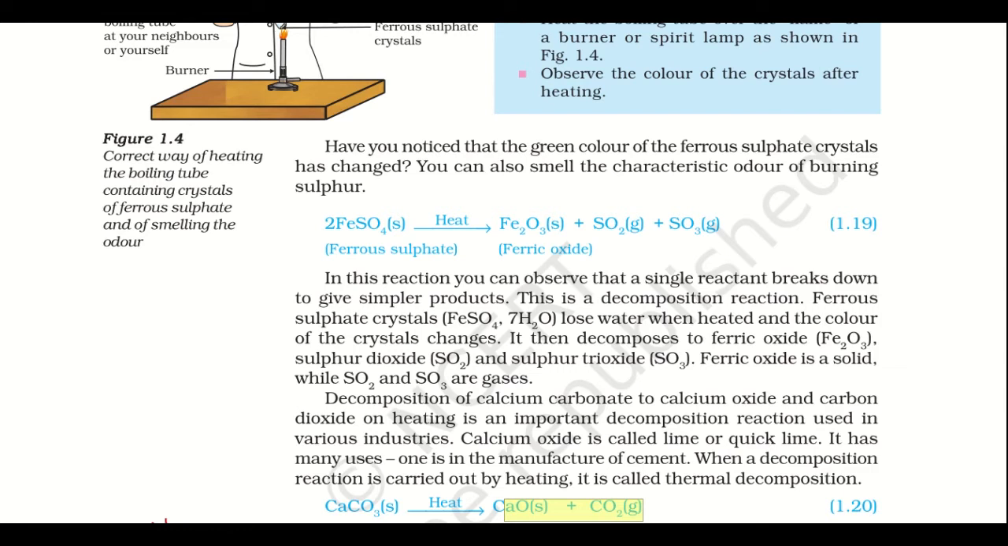So the decomposition of calcium carbonate to calcium oxide and carbon dioxide on heating is an important decomposition reaction used in various industries. Calcium oxide is called lime or quicklime. It has many uses. One is in the manufacturing of cement. When a decomposition reaction is carried out by heating, it is called a thermal decomposition reaction.